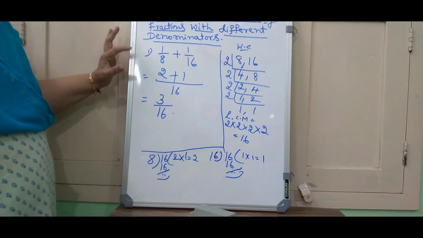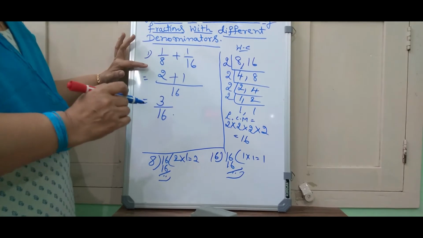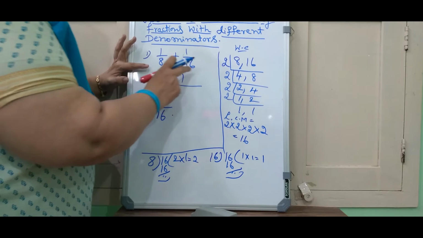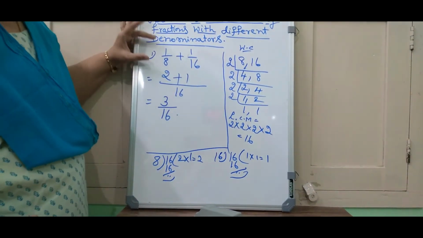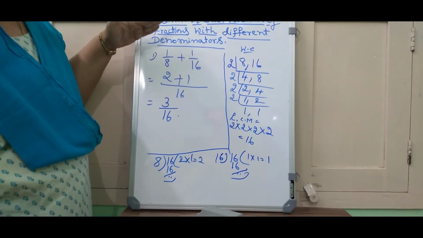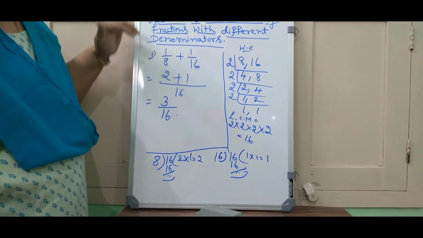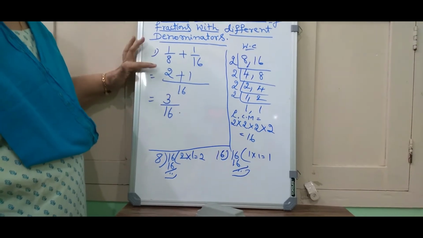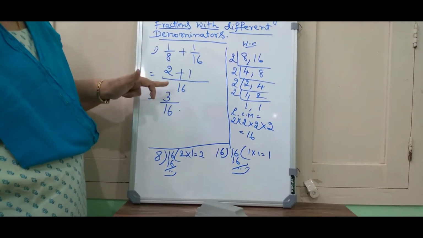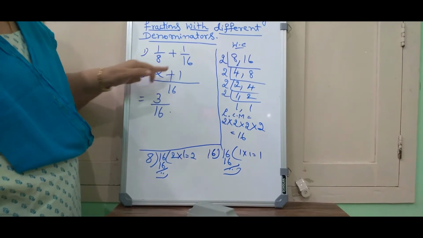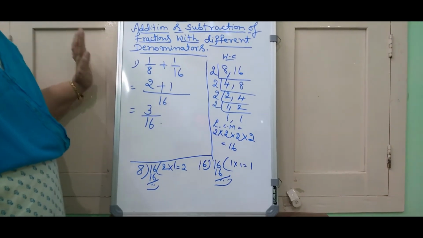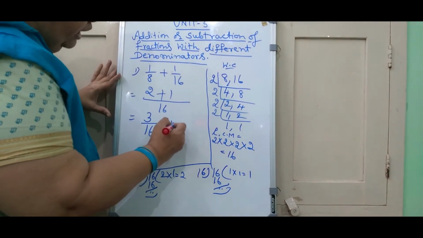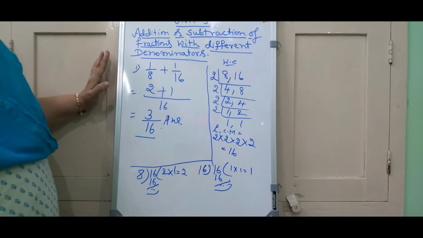Now if you get confused, you can also write one more step here. This 2 is nothing but 2 by 16 plus 1 by 16. That means we consider the given fractions, write them with the same denominator, and then add. 2 by 16 plus 1 by 16 is nothing but 2 plus 1 by 16, that is 3 by 16. And next, we cannot simplify this. So this will be the final answer, 3 by 16.